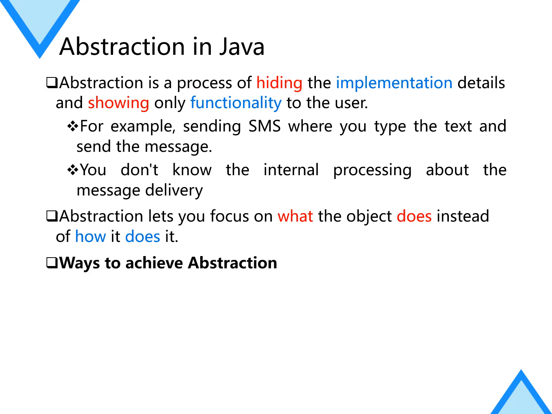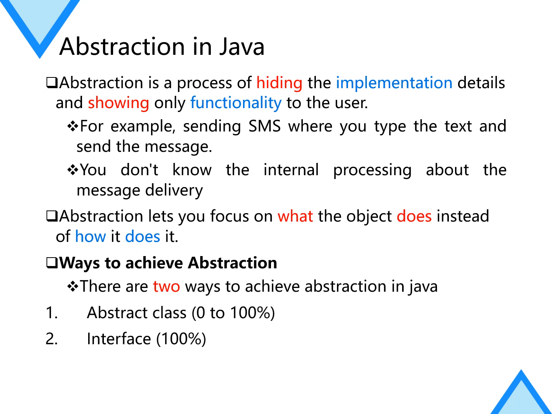There are two ways to achieve abstraction in Java. The first one is abstraction through class and the second is abstraction through interfaces. Through interfaces we can achieve 100% abstraction, and through class we have variation from 0 to 100.